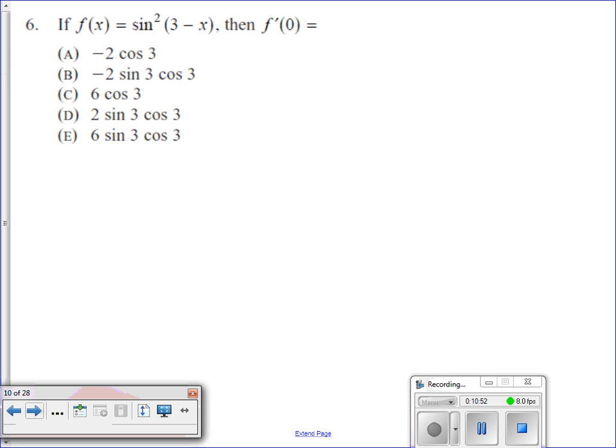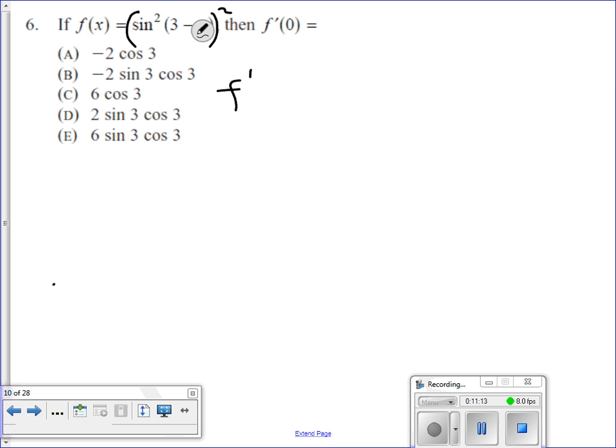So 6, you have to get the derivative at 0. Before you can get the derivative at any number, first you got to get the rule for the derivative. Did you rewrite it? You did? All right, let's find out what you did wrong.